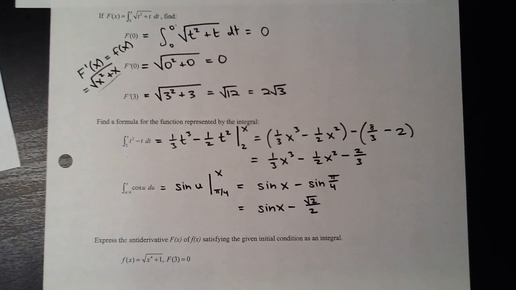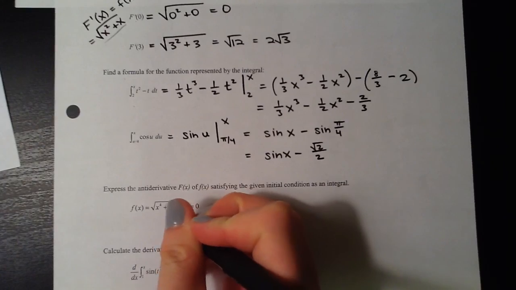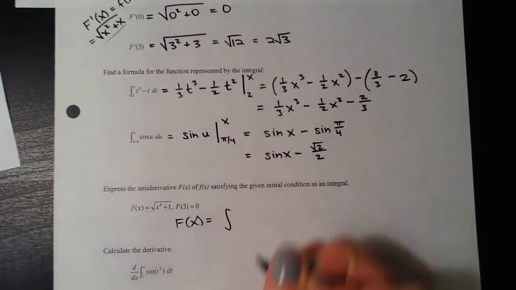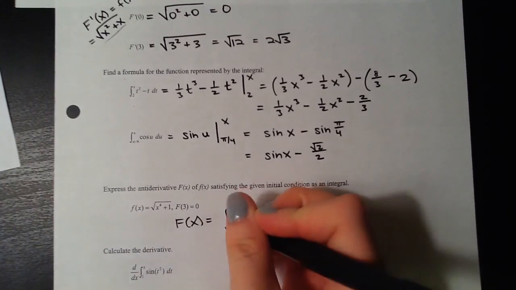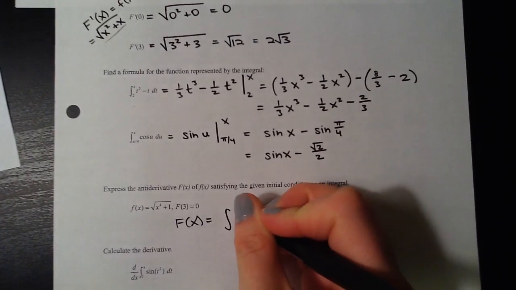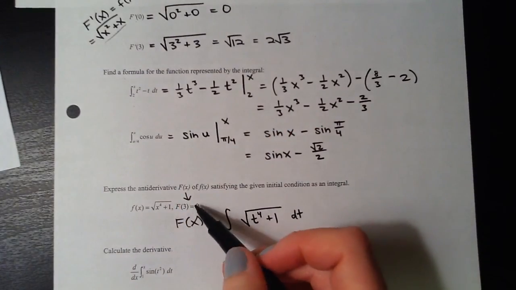Okay, a couple more of these problems, then we've got a cool picture for you to look at. So express this antiderivative capital F of x of lowercase f of x satisfying the given initial condition. Okay, so I know I want to set it up as an integral, so capital F of x, remember, is the antiderivative of this. So it's going to be the integral from something to something. And then I always know in here I have t's instead of x's, dt. And what this is telling me is if I plug in 3, I get 0.